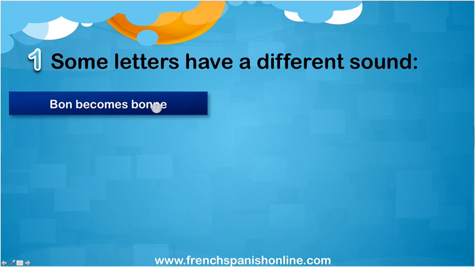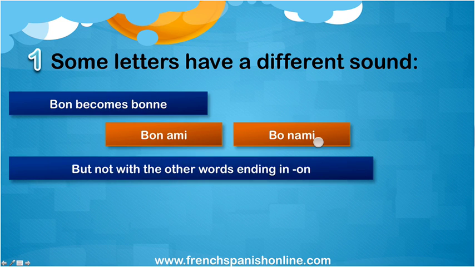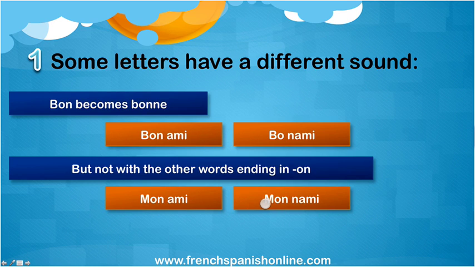Bon becomes bonne in a liaison. A good friend, in French we say un bon ami, bon ami. However, this rule doesn't work for the other words ending in on, like mon, ton, son, so my, your, etc. So to say my friend, we say mon ami, and we keep the whole word, mon ami.